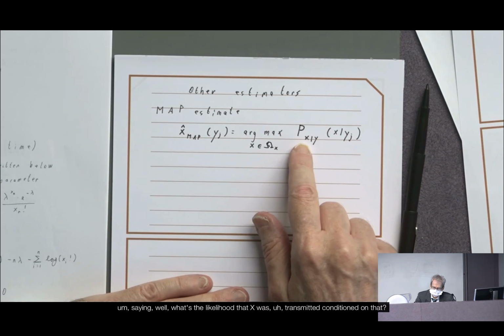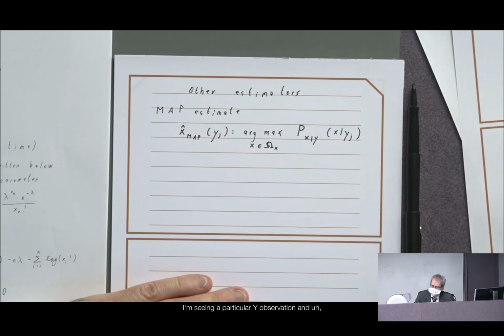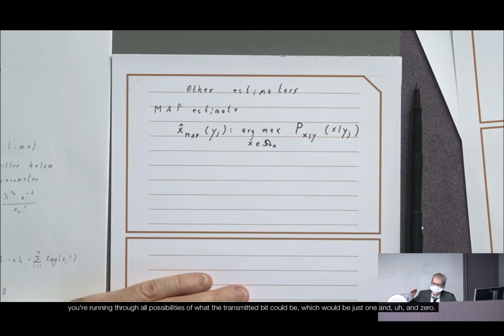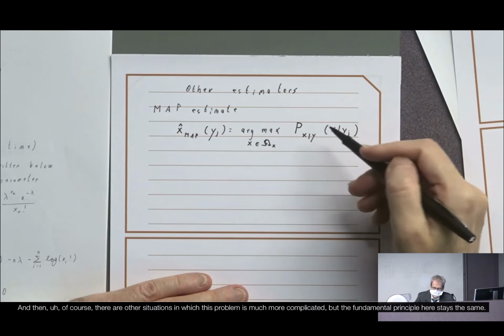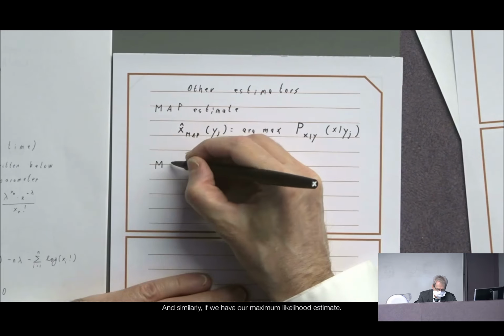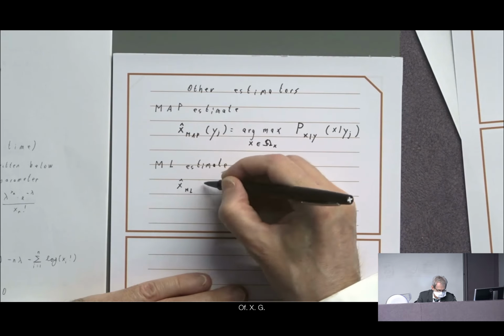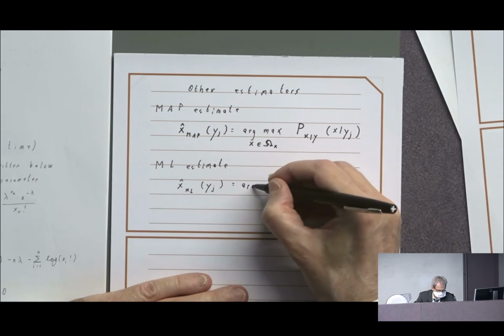I'm saying, well, what's the likelihood that x was transmitted conditioned on that I'm seeing a particular y observation, and you're running through all possibilities of what the transmitted bit could be, which would be just 1 and 0. And then, of course, there are other situations in which this problem is much more complicated, but the fundamental principle here stays the same. And similarly, we have our maximum likelihood estimate of x given y.